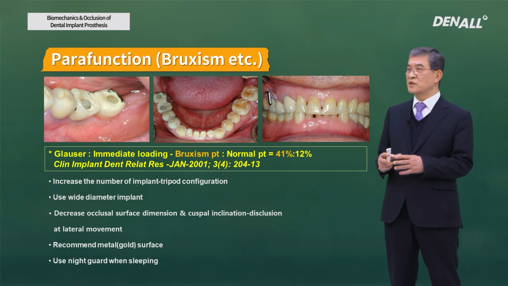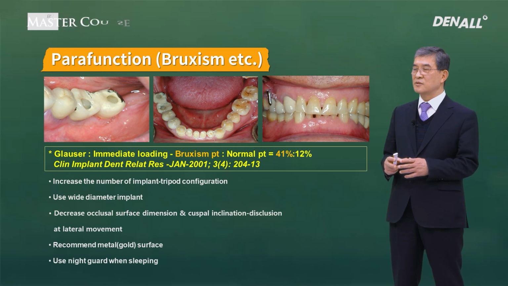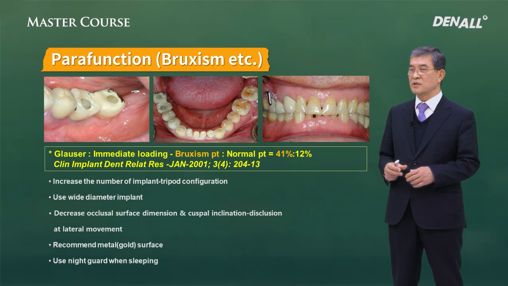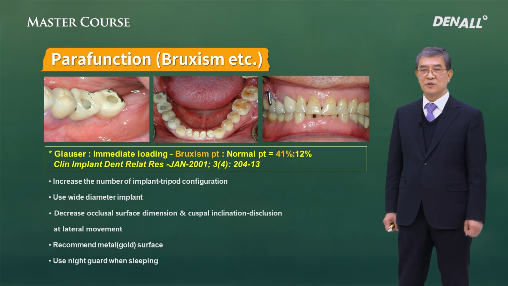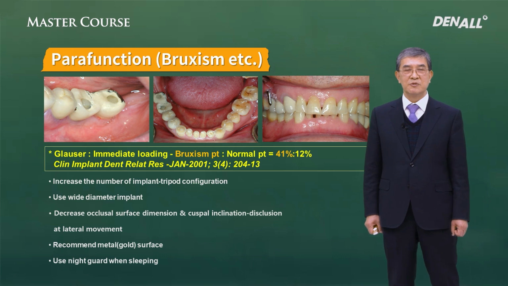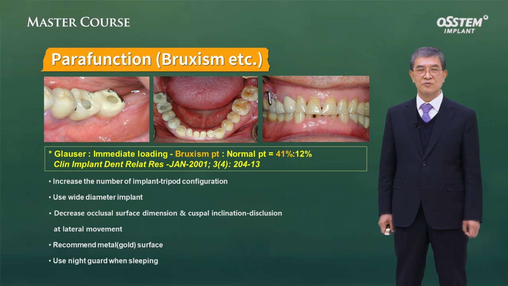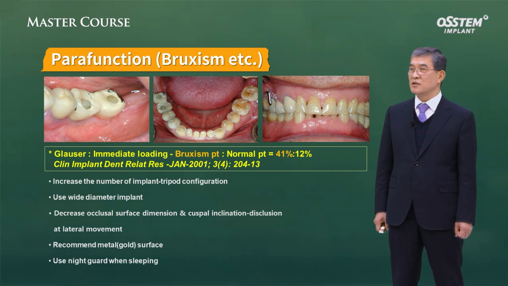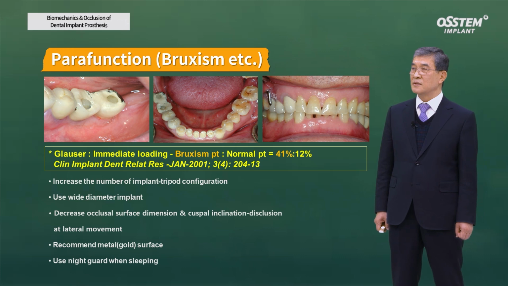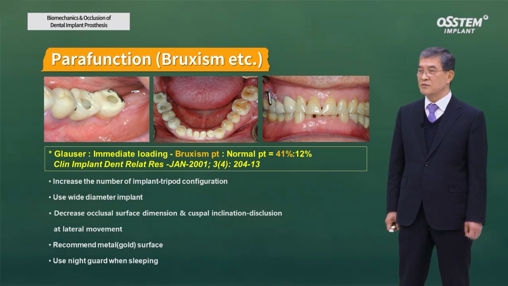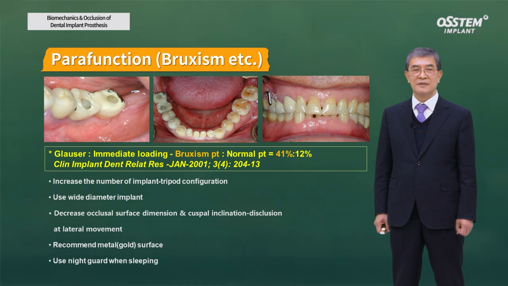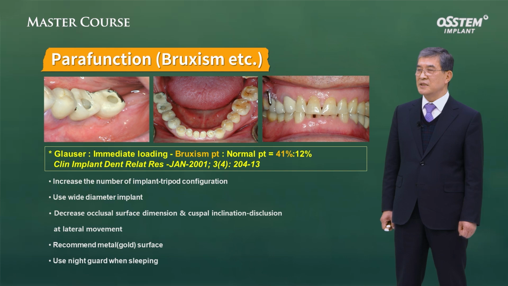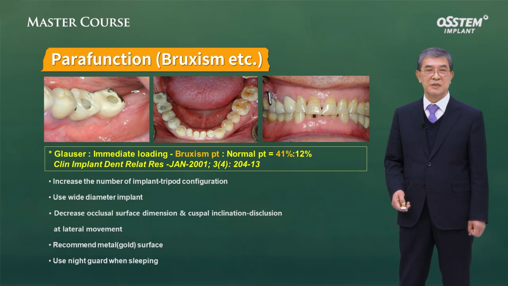When you come up with a treatment plan for that patient, we need to place wider implants and reduce the occlusal table to reduce occlusal force. Also, decrease the cuspal inclination, therefore minimizing interference upon lateral force. In the case of a porcelain occlusal table, there can be a higher percentage of fracture. Therefore, it is important to provide the gold occlusal table. And when the patient sleeps at night, you need to tell the patient to wear the night guard in order to minimize the effects of bruxism.